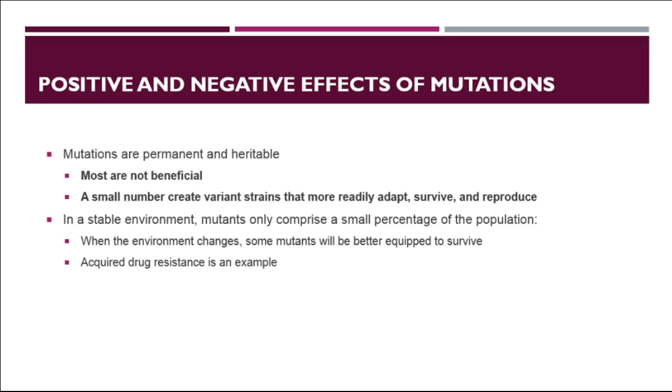So mutations are permanent and they are heritable. This means that once they're there, they are passed on to offspring. Most mutations are not beneficial to the organism. So typically mutations are harmful and they generally end up causing the death of the offspring or the death of the individual.